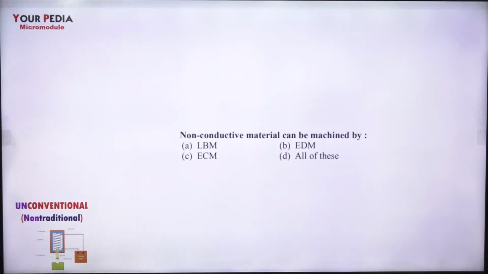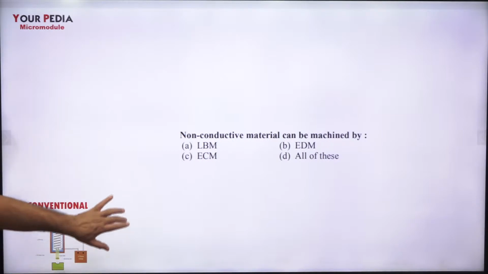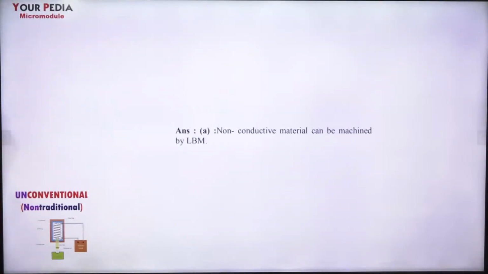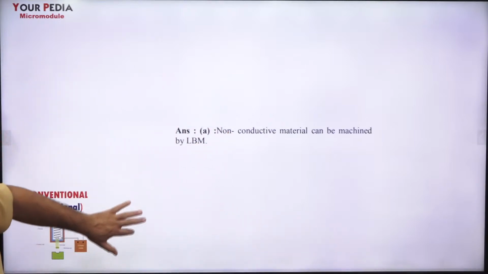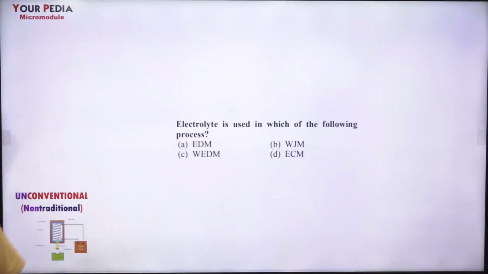Non-conductive materials can be machined by which of the following? Laser beam, electric discharge, electrochemical, or all of these? What is the answer? So you are saying only laser beam machining. Yes, in laser it does not matter whether the material is conductive or non-conductive, but in electric discharge machining and electrochemical machining, it has to be a conductive material.